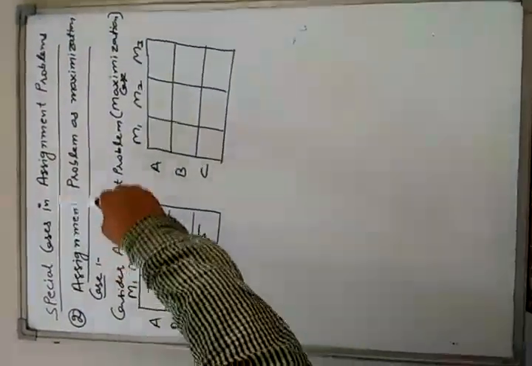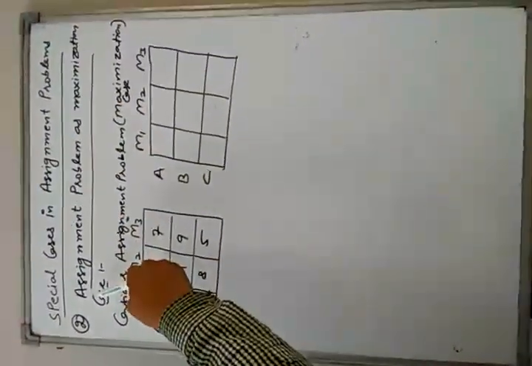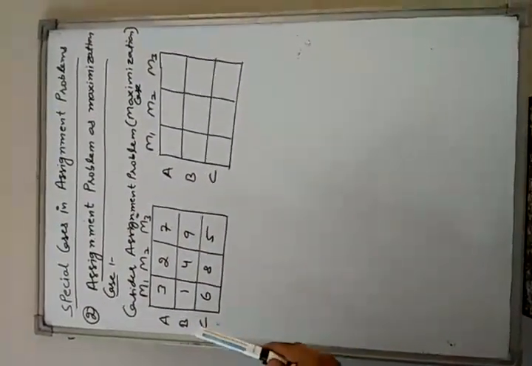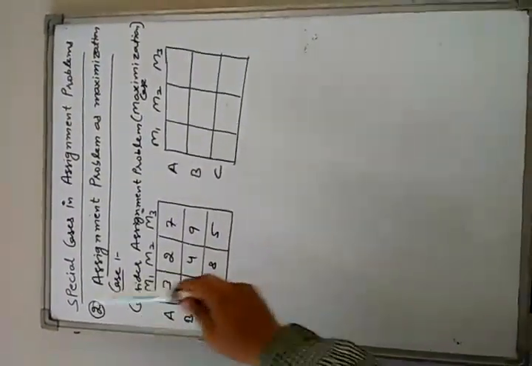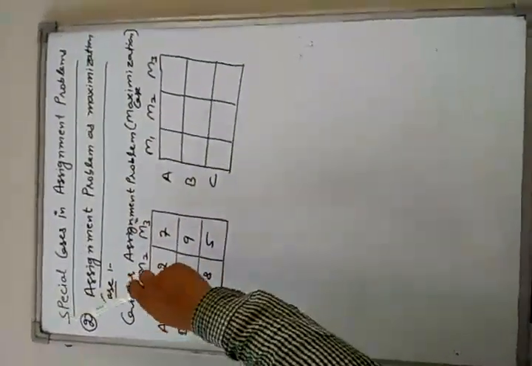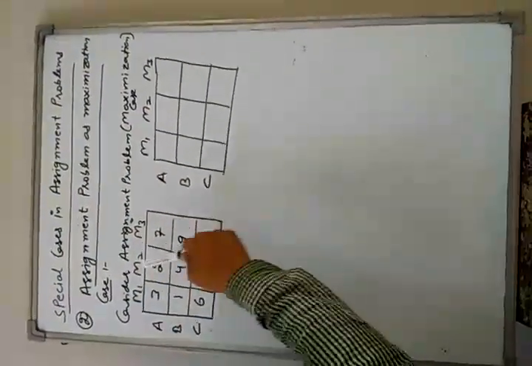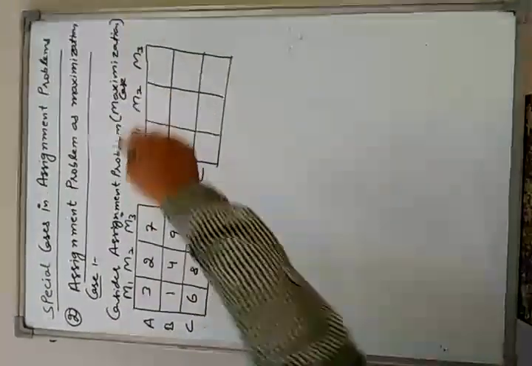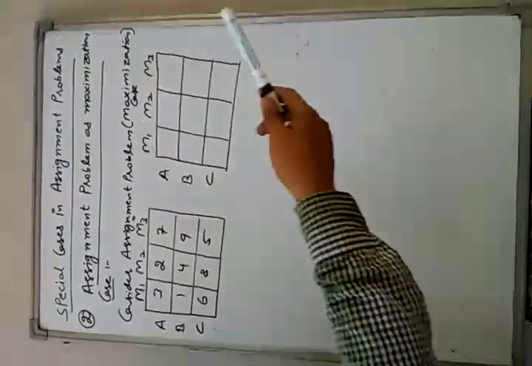The second case is assignment problem as maximization case. To deal with assignment problem as maximization case, we proceed in a similar manner as I have discussed in fourth video of transportation problems. In that video, I have discussed transportation problem as maximization case. In similar manner, we deal with assignment problem as maximization case. Consider this assignment problem as maximization case. To deal with it, first you have to convert maximization case to minimization case, and then you can apply Hungarian method.